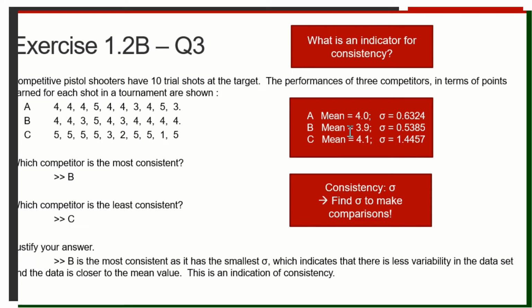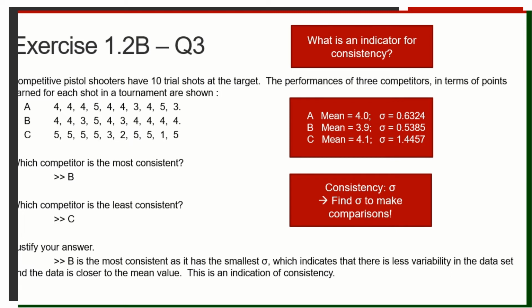Plug it in your calculators, get the value. Most consistent will be B because it has the smallest standard deviation. Least consistent will be C because it has the biggest standard deviation. The bigger the standard deviation, the more dispersed the data is. That means the distance of each data from the mean is great. Justify your answer: B is the most consistent as it has the smallest standard deviation. You don't need to actually write so much here. This is a teaching slide, that's why the answer is in full.